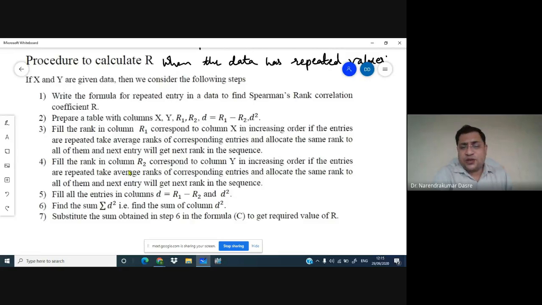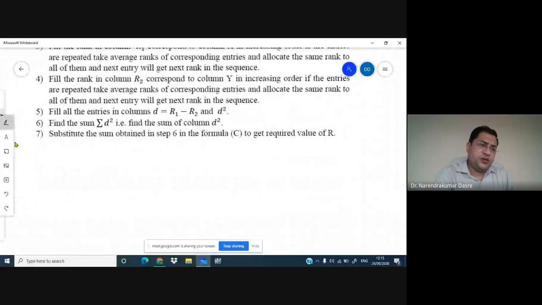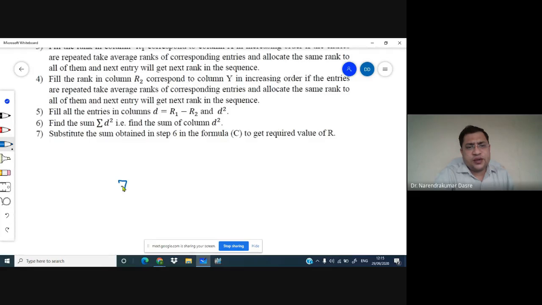Suppose there are two observations, for example 78, 78, and here we have 79. So this will have the first rank. What about these two? They will have the second and third rank. If I have second and third rank, I cannot give one of them the second rank and the other the third rank, because that would be discrimination. That's why we consider the average.